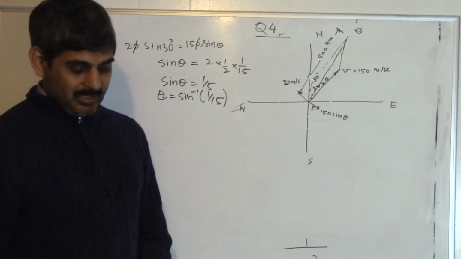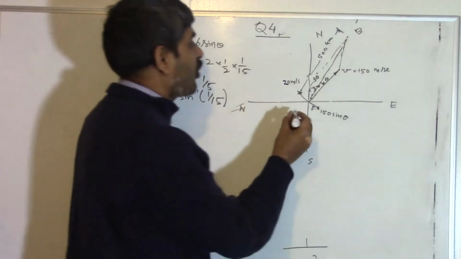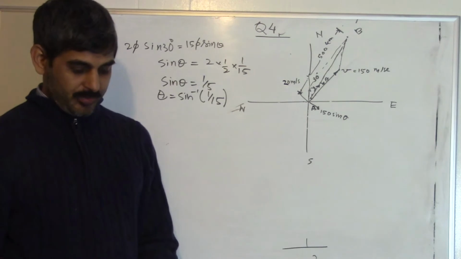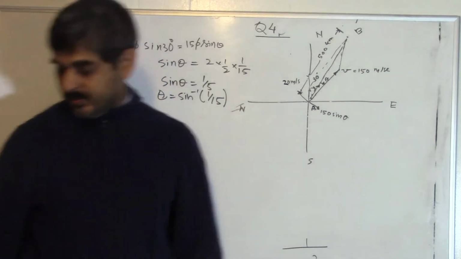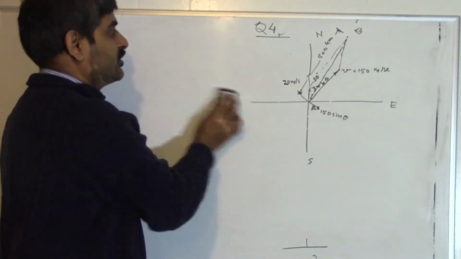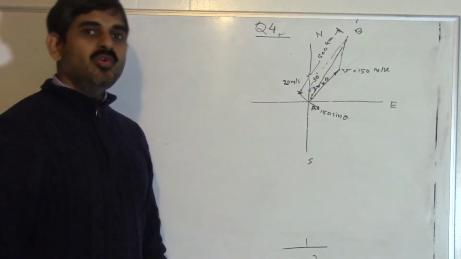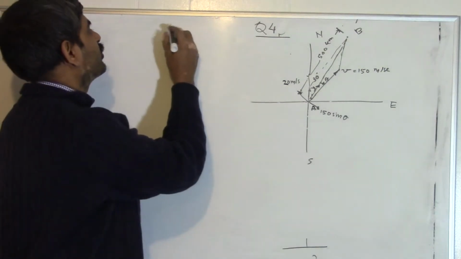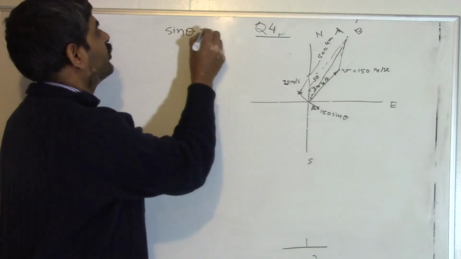Find the time taken by the plane to go from A to B. So there are two velocity components. This should be easy. I hope you can stop this video here and check it yourself. There are two velocity components that are propelling. We already know that sine theta is equal to 1 by 15.